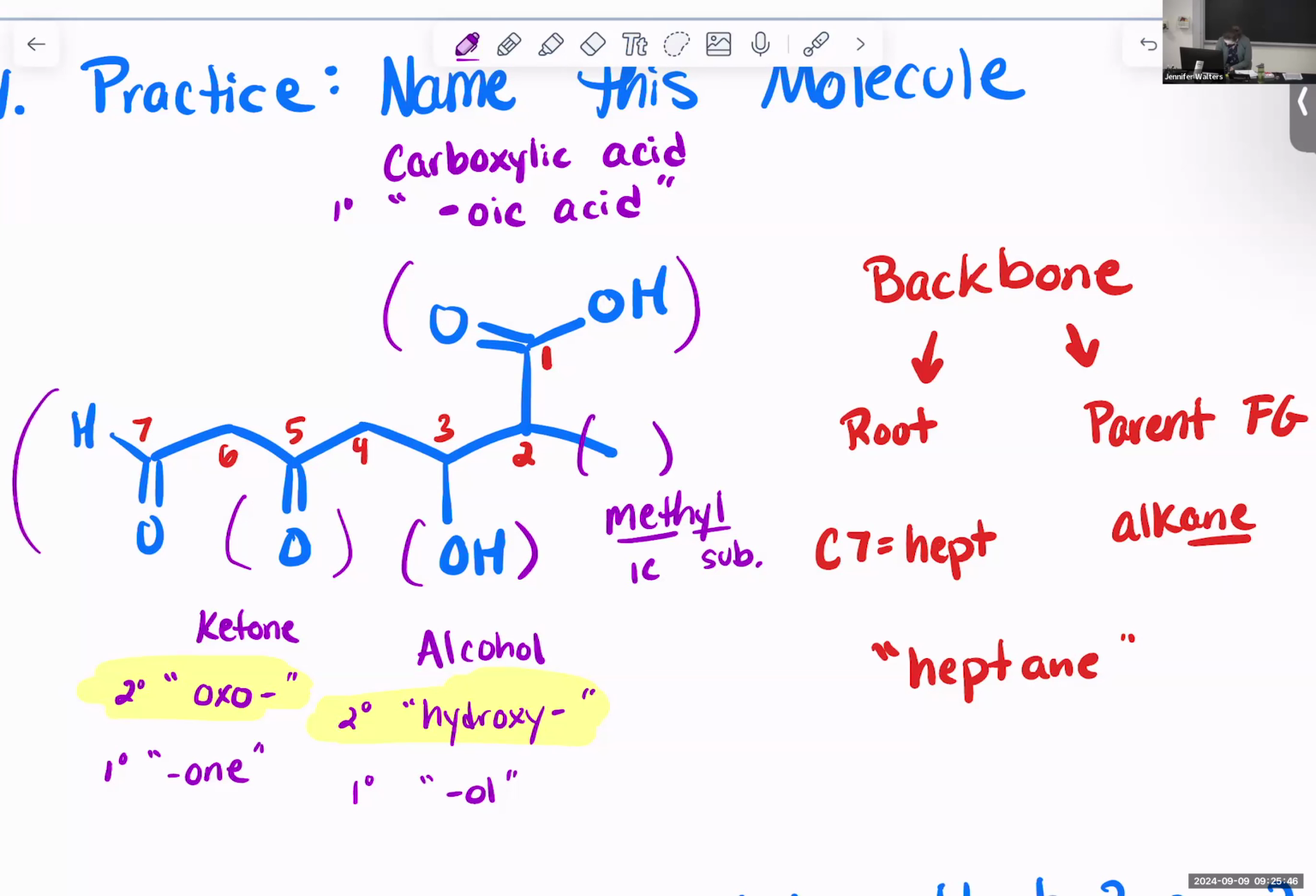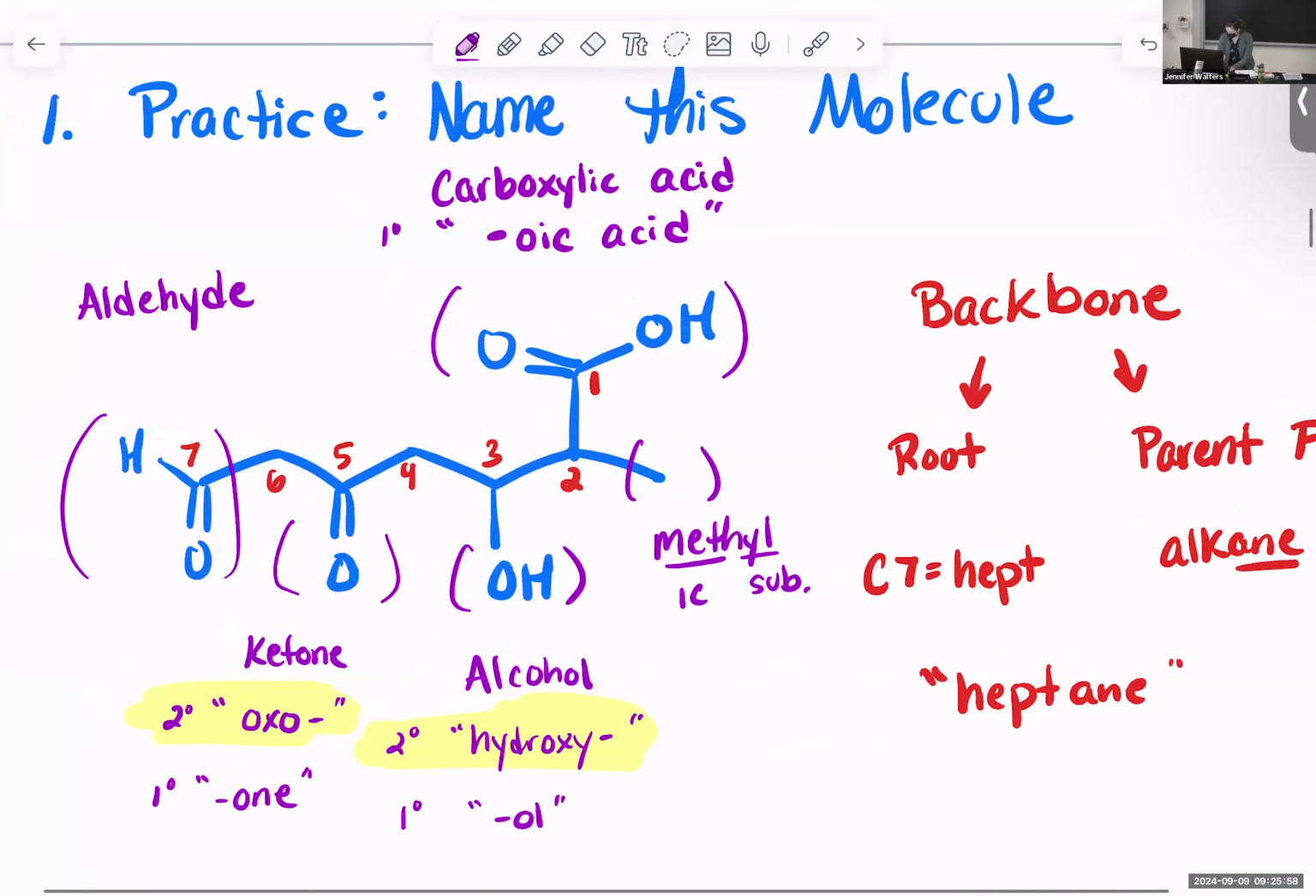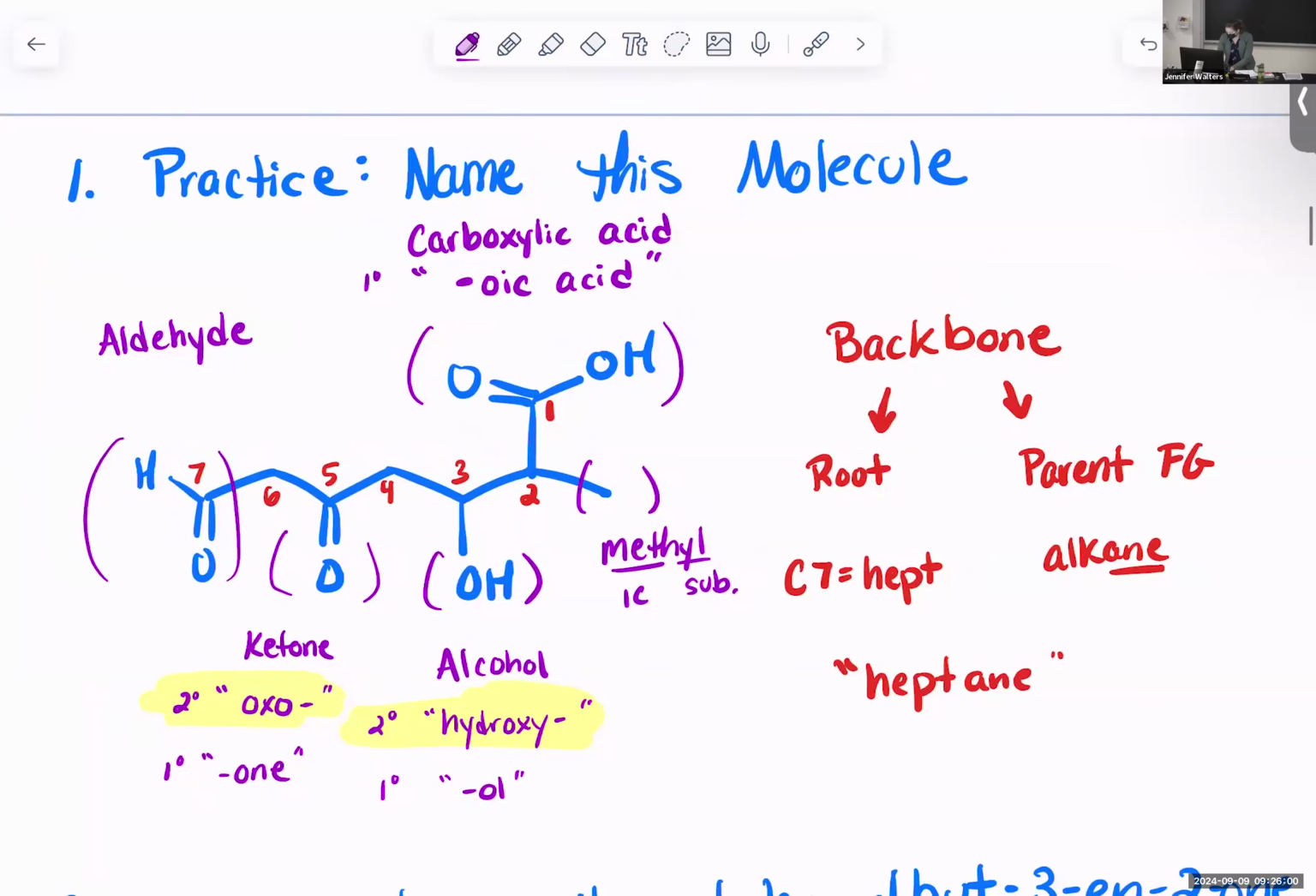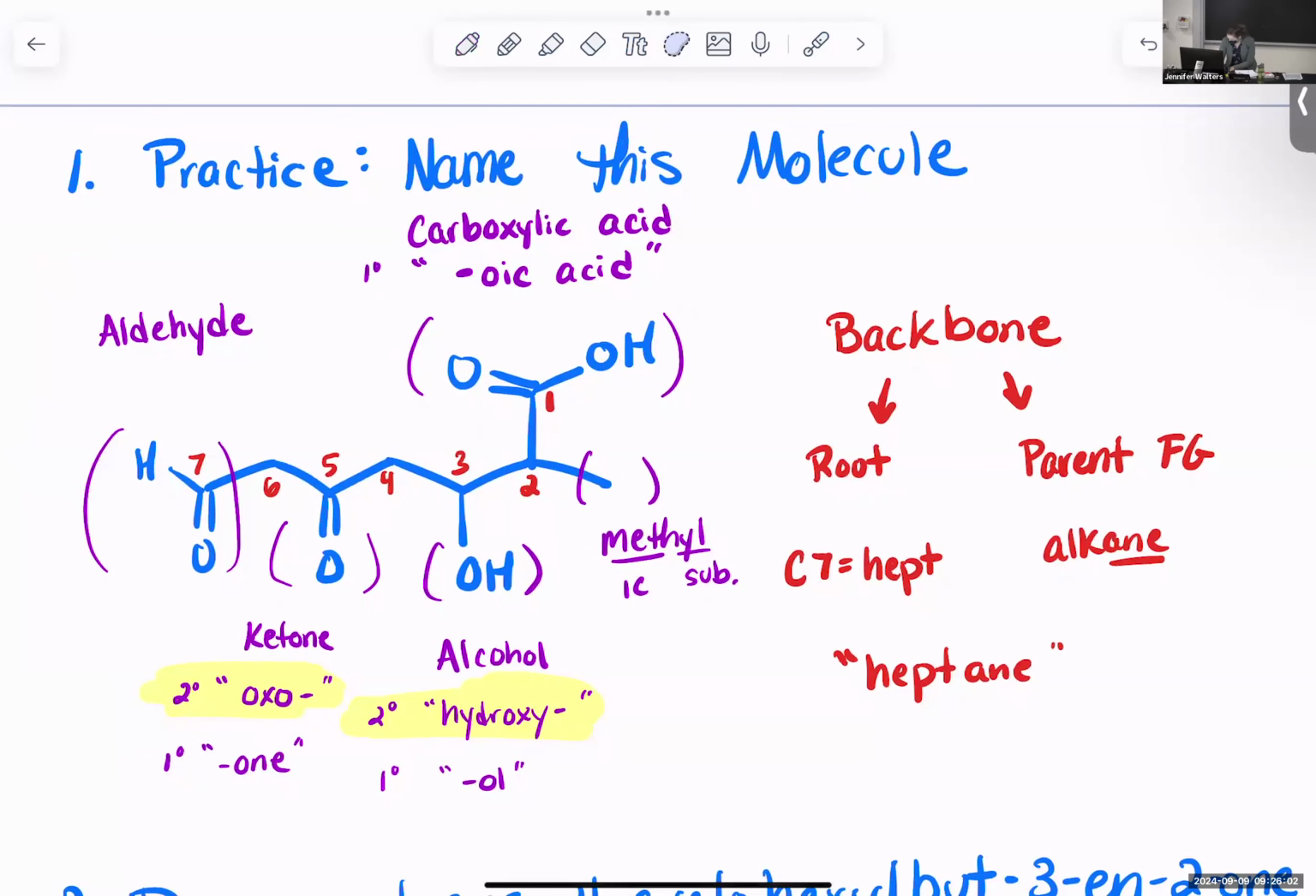What functional group is this? Aldehyde. And in the video, I actually don't remember if I said this, so I'm going to explain this now. With the aldehyde, I told you there were two optional prefixes, right? Does anyone remember what they were, if it was a secondary? So formyl and oxo, good.